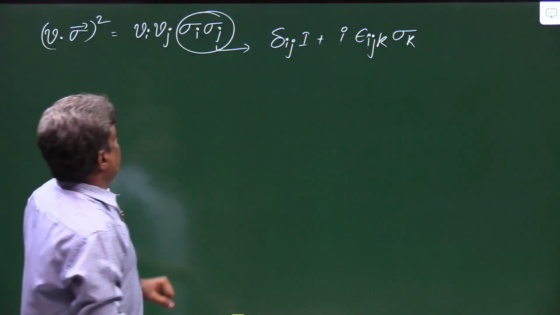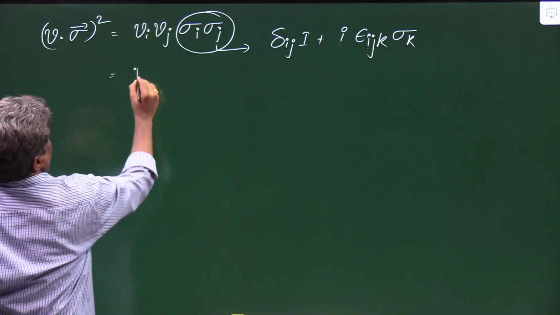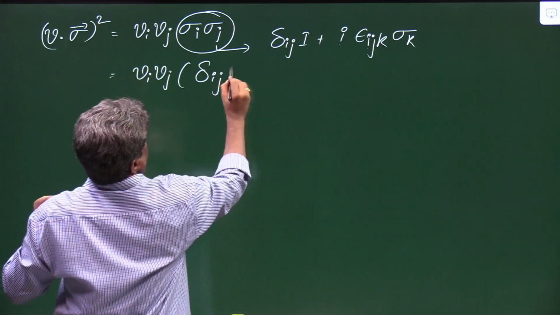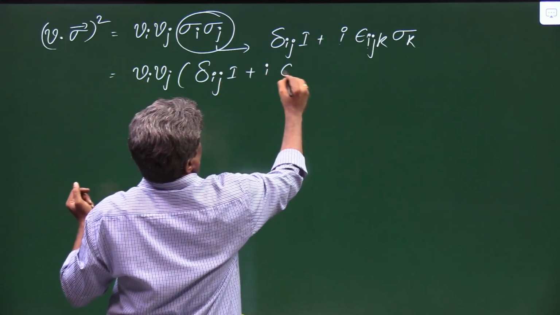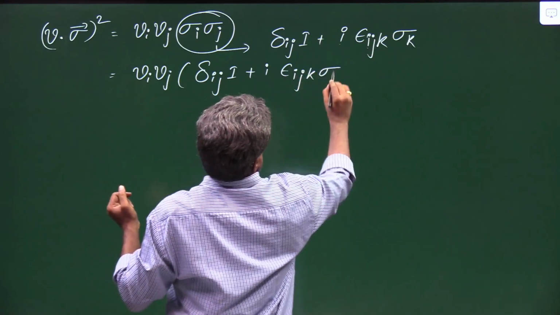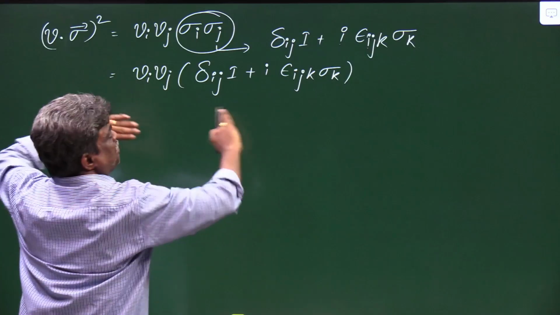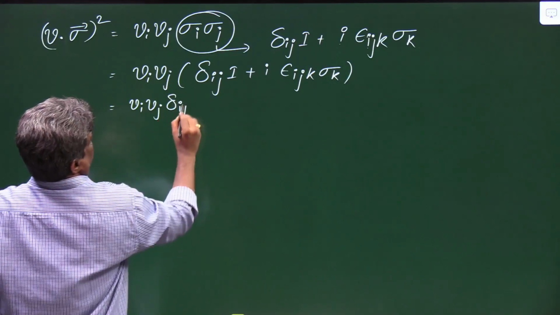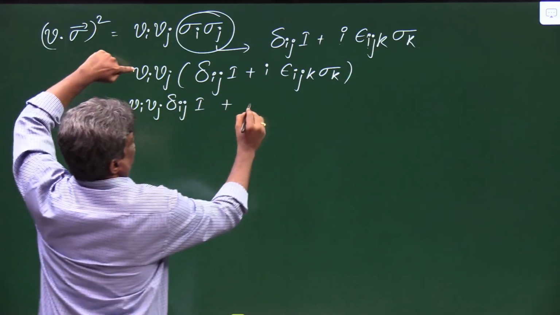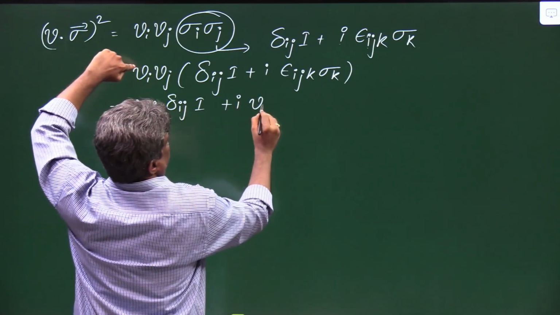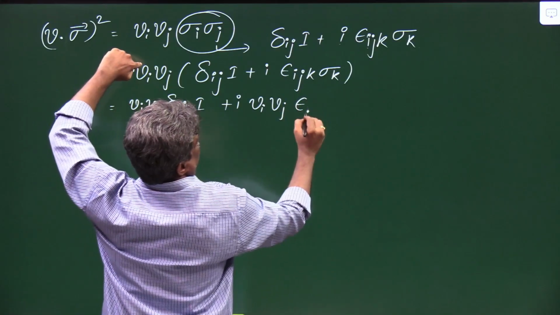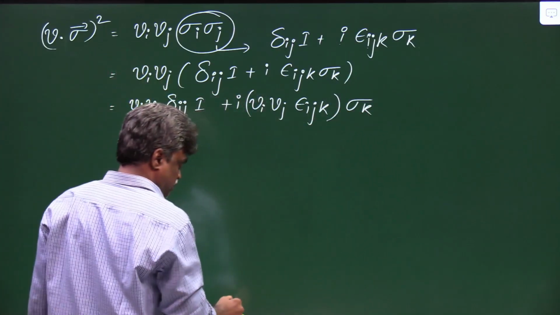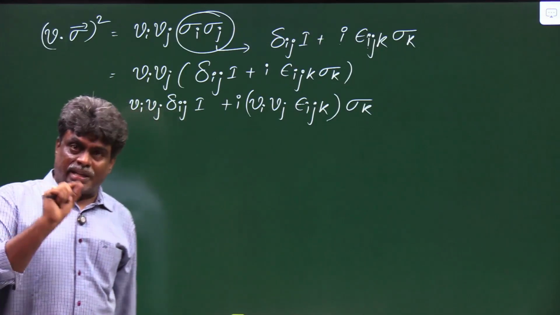Nice. Okay, so now just take it and substitute. So v_i v_j, and this is nothing but delta_ij identity plus iota epsilon_ijk sigma_k. Now just multiply, split it. So v_i v_j delta_ij I, plus iota outside, I am writing here, v_i v_j epsilon_ijk sigma_k. Now carefully observe. I told you here we are using the tensor algebra.